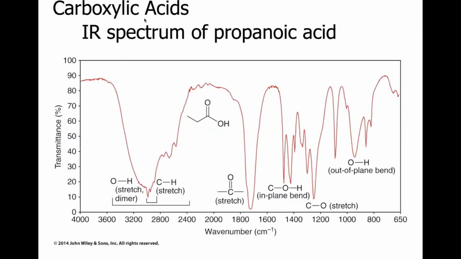So if we look at the spectrum of carboxylic acids, we see that there's this very broad peak up here around 3,000, and that's from the OH. And then we also see this very strong peak here at about 1,700, which is our carbonyl. So that's the C double bond O. And so this is a typical example of what a spectrum looks like for a carboxylic acid.